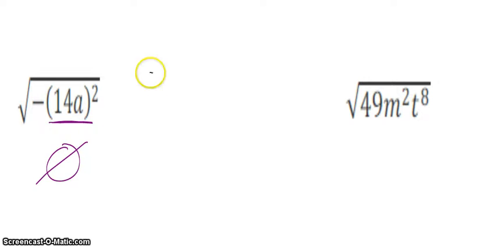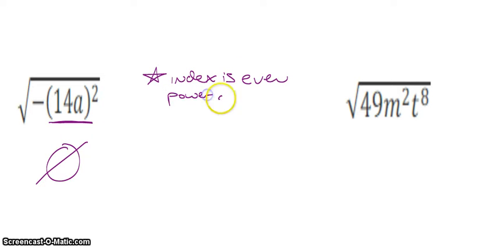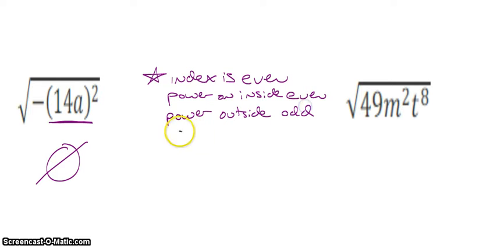Now here's where we start to talk about an interesting case. If your index is even, your power on the inside is even, and your power on the outside, once you have taken the whatever root, is odd, you do need to add absolute value bars.